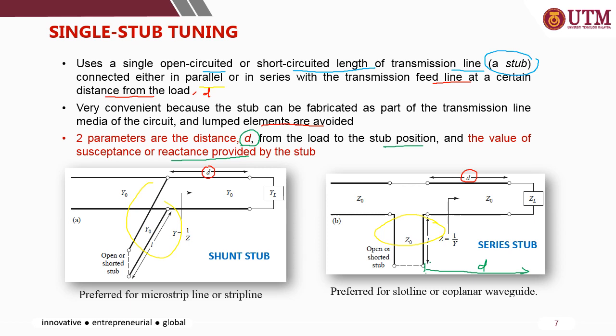Okay, so there are two configurations. The first one is the shunt stub. This is the left figure, basically the configuration of the shunt stub, while the right hand side is the series stub. So the shunt stub is preferred for microstrip line or strip line, while the series stub is preferable for slot line or coplanar waveguide.